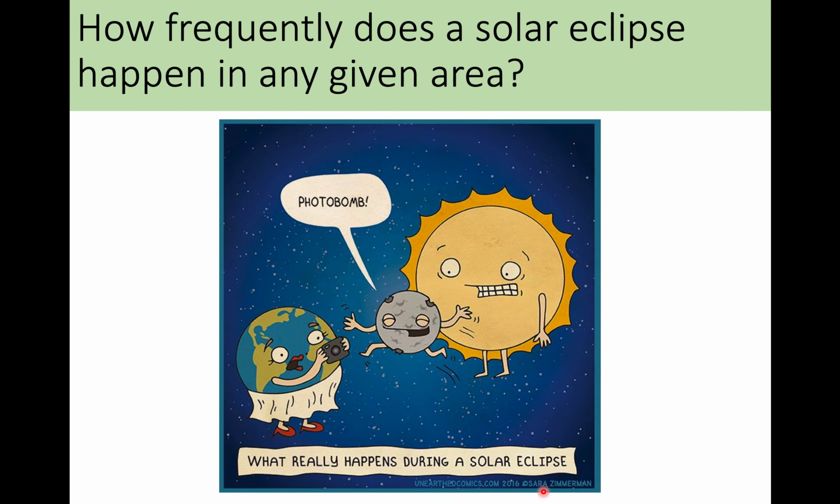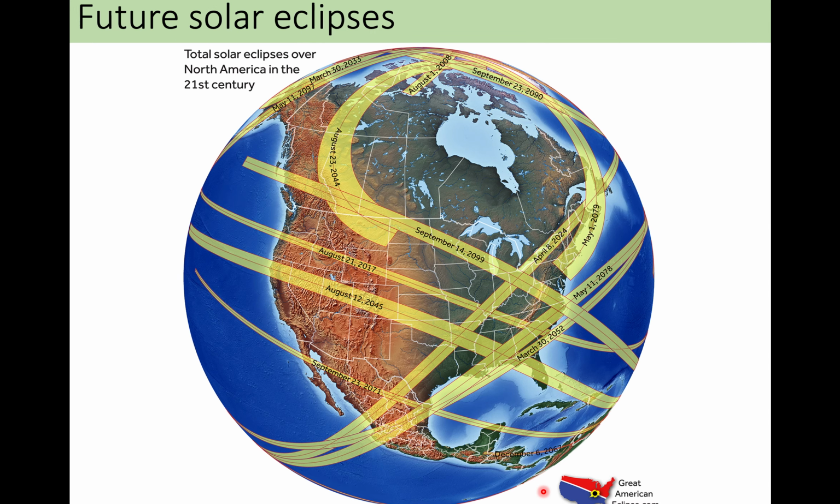That's the other important thing to learn. So, how frequently do we have solar eclipses? In any given location, it's only once every 400 years. So, when there's a solar eclipse nearby and you have some time off, take a drive up to try and get into that path of totality.